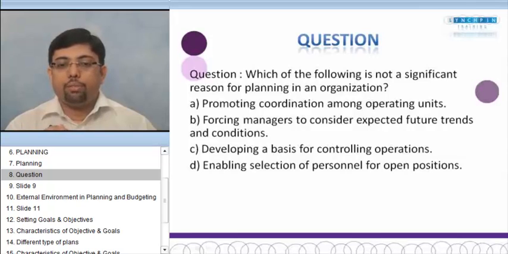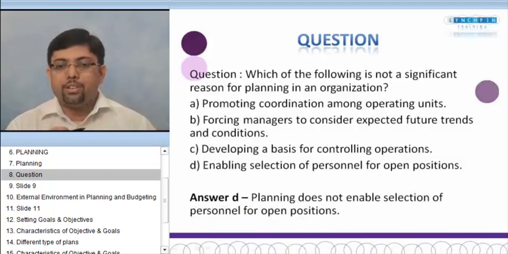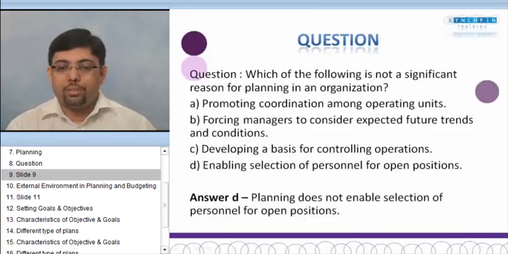Option D: enabling selection of personnel for open positions. Well, planning has nothing to do with the selection of people. Why? Because selection of people is totally related to HR, and it is not related to planning for an organization. So option D is the right answer because it is not a significant reason for planning in an organization. The rest, option A, option B and option C, are significant reasons for planning. Planning does not enable selection of personnel for open positions.